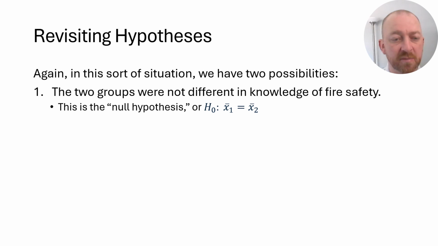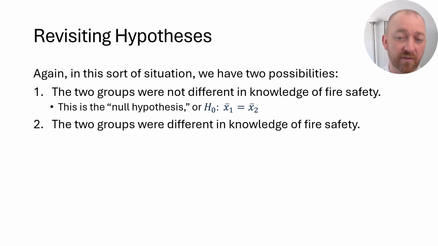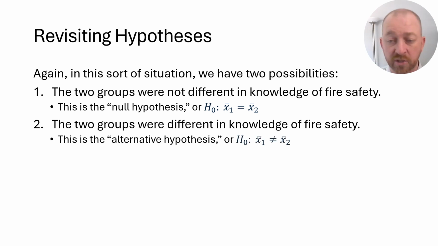Now, the second possibility, of course, is that they did differ, and there was some impact of the independent variable, the grouping variable, on their quiz scores of fire safety. That is called our alternative hypothesis, and it's symbolized like this, that the means weren't the same, and now we can accept that. So now we need to know which one of these is best supported by the evidence.